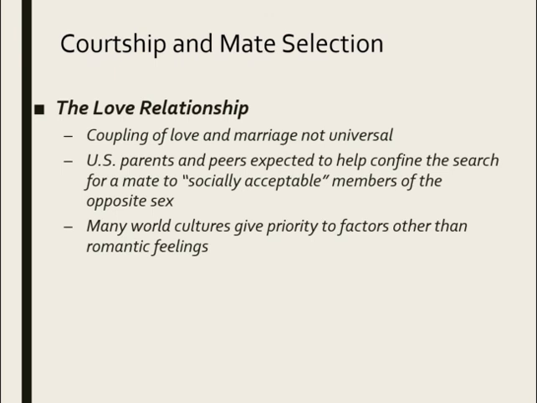U.S. parents and peers are expected to help confine the search for a mate through socially acceptable members of the opposite sex. So sometimes we do have families that say, well, that person isn't appropriate for you, or you're not good enough for my daughter. And many world cultures give priority to factors other than romantic feelings. And so this would be where you have arranged marriages, right?